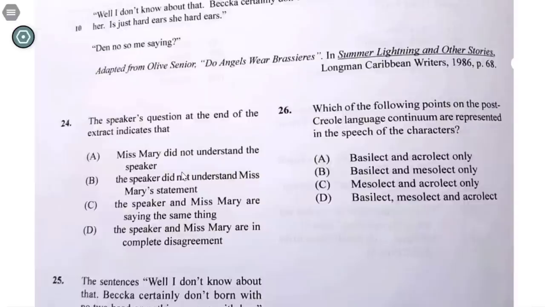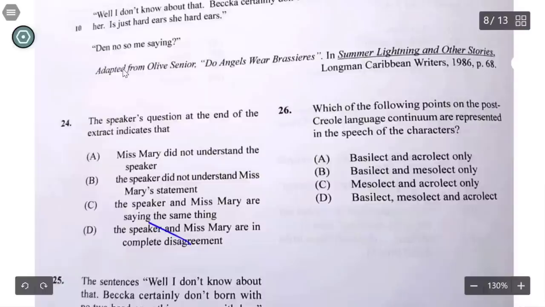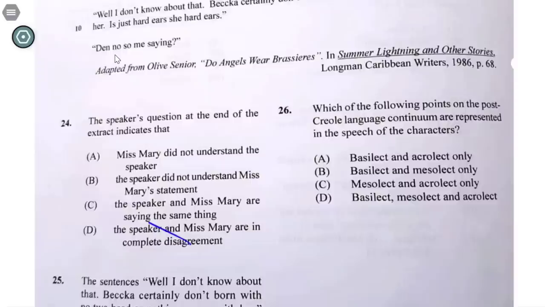No. The question at the end is "so then some is saying," so basically the question is, "so now that me did I say, right?" So after this speaker tells Miss Mary this long story about the devil flying up and out and around the room, Miss Mary says she doesn't know about the devil part of the story, but she knows Becca was never born with two heads, but she had a hearing problem. So the speaker says, "that me did I say, Miss, that me did I tell you?" So the speaker did not understand Miss Mary's statement.